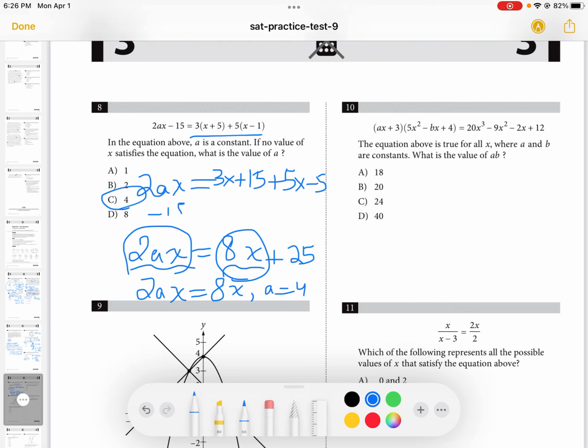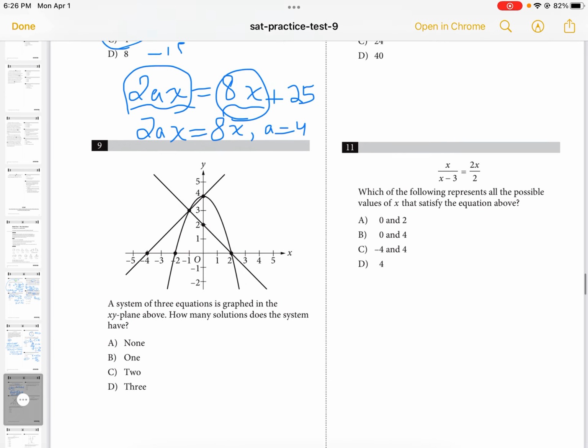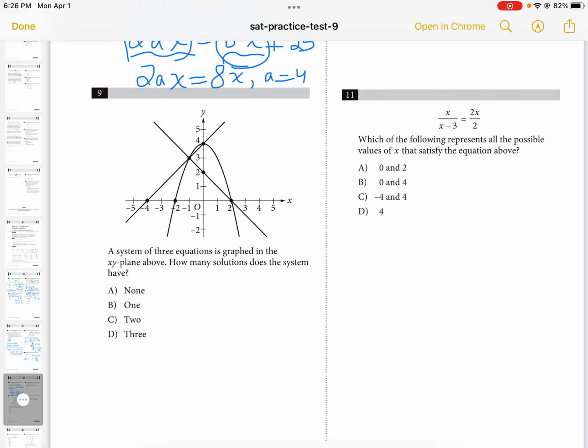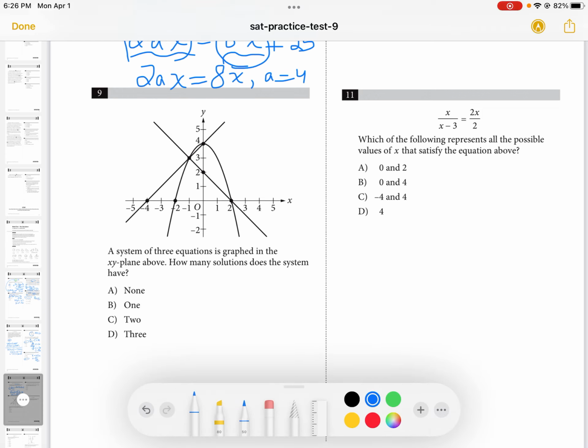Whoa, number 10 looks scary, but we're not there yet. Let's go to number 9. A system of 3 equations is graphed in the xy plane. How many solutions does the system have? Right, so for all solutions of the system with 3 equations, all 3 graphs have to intersect. So 2 lines and the parabola, they all have to intersect for there to be a solution. And right now, I can only see one spot where they all intersect. That's this right here. So there's only one solution.